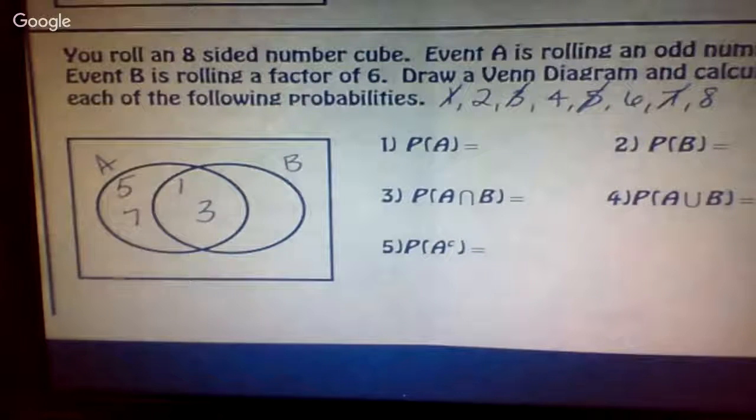2, 4, 6. No, stop. Stop shouting, because you're going to confuse yourself. Listen to what I'm saying. What does event B say?